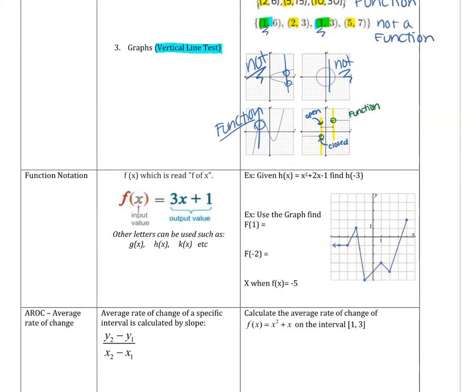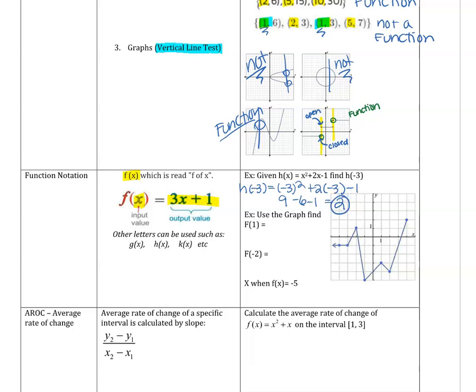Okay. Function notation. f of x is just a fancy way of really saying y, where this x right here represents an input value. This is the expression that will represent your output. So for example, if I want to know what h of negative 3 is, I just plug in negative 3 for x and evaluate. Okay, so my answer would be 2.